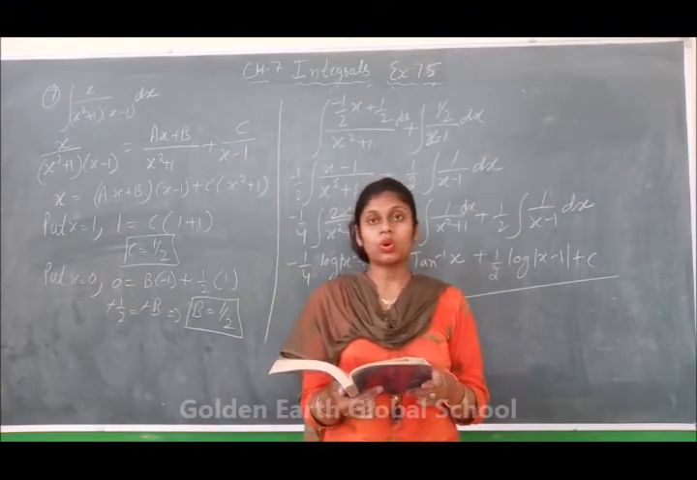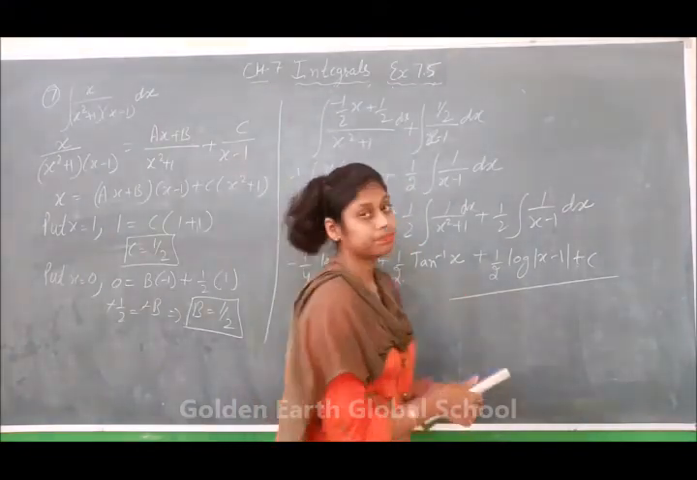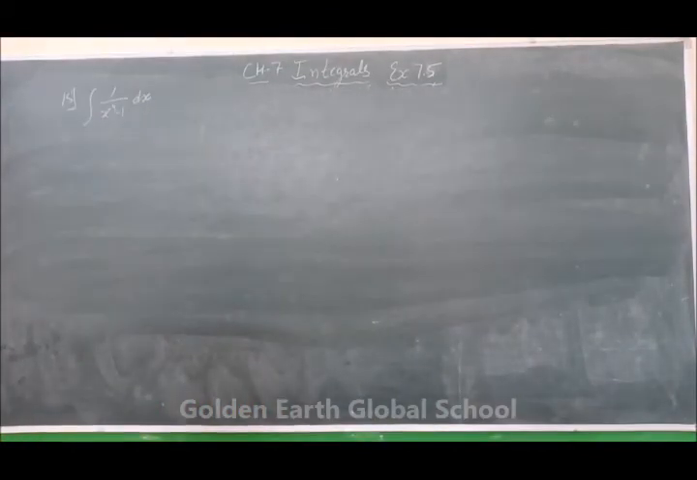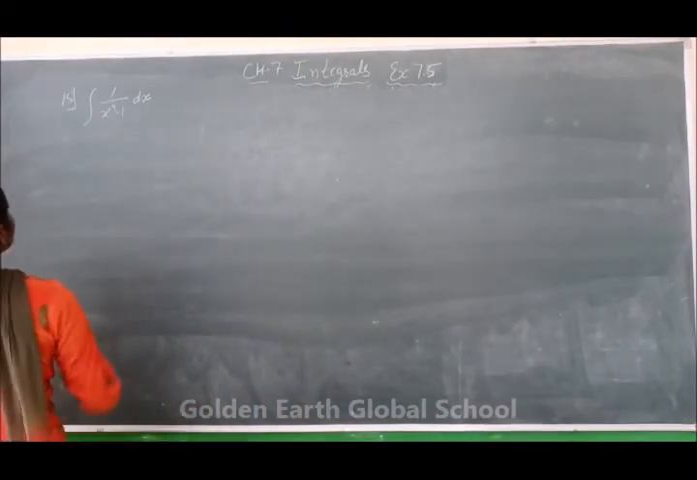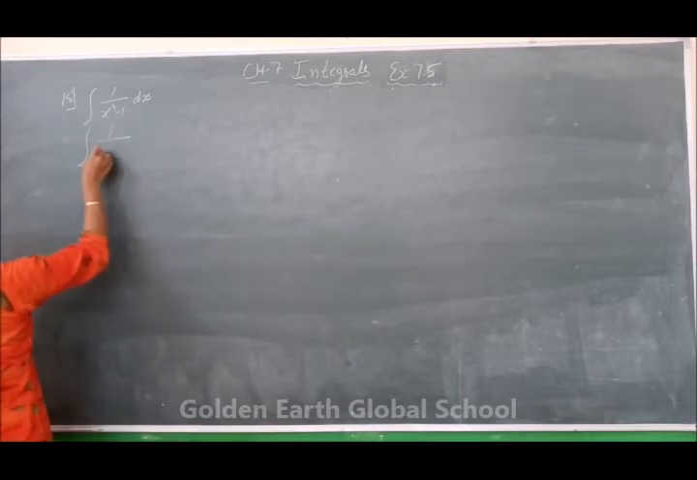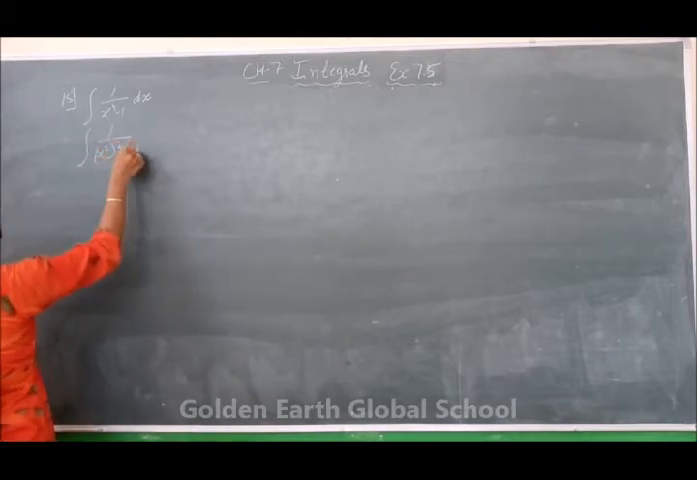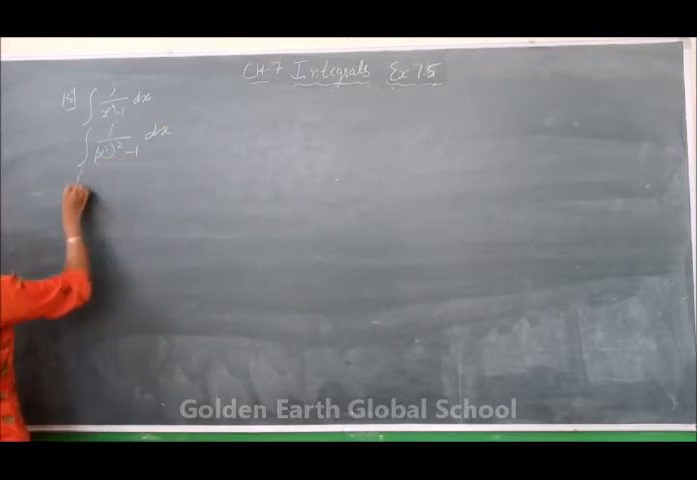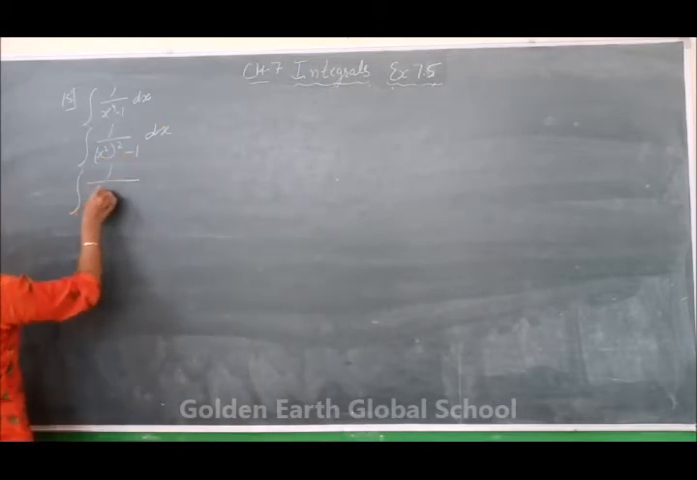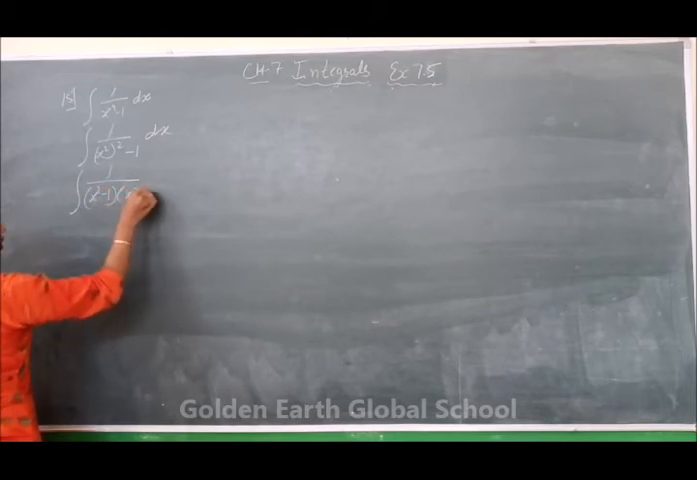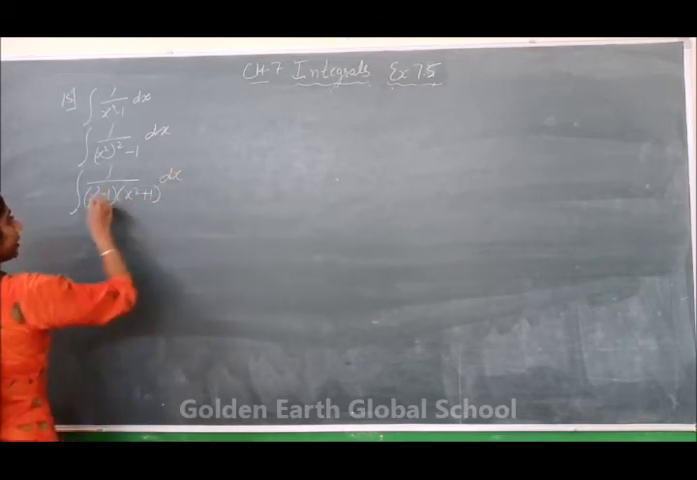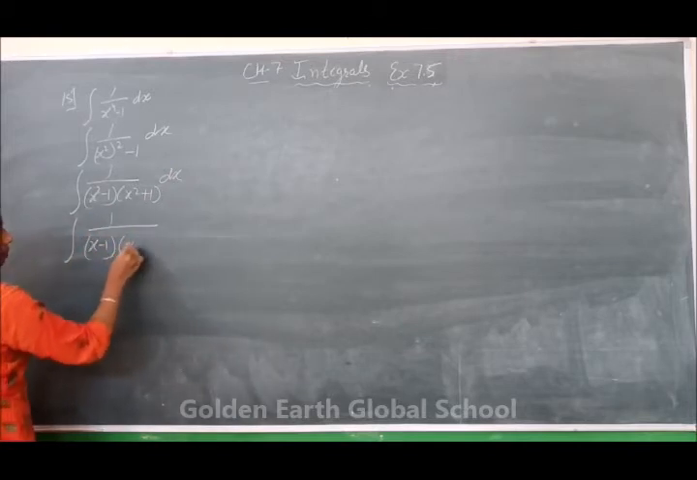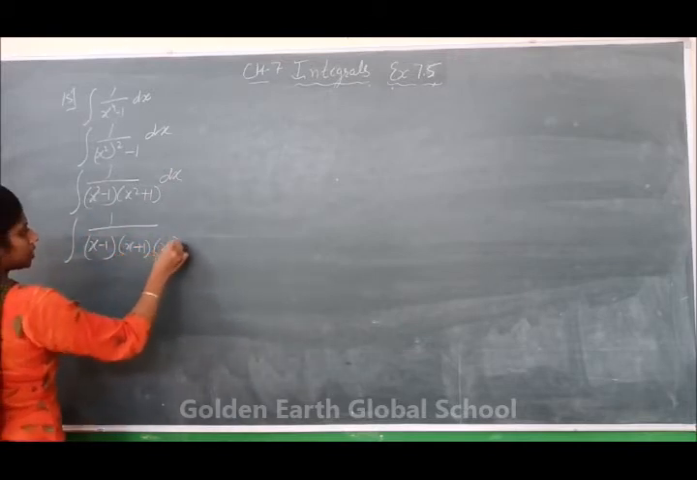Next we will do question number 15. In the 15th question there is x to the power 4. We will write it as x square to the power 2 minus 1 dx. We will apply the identity here, a square minus b square. It will become x square minus 1, x square plus 1. Again we can apply the identity here: x minus 1, x plus 1, x square plus 1.